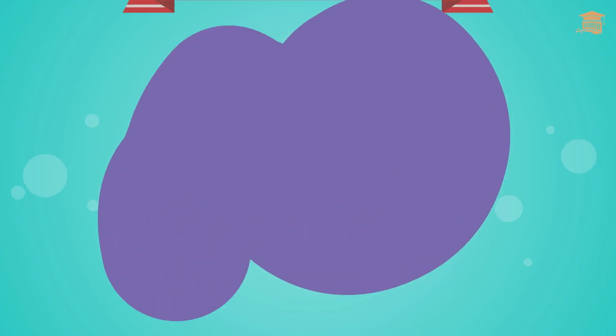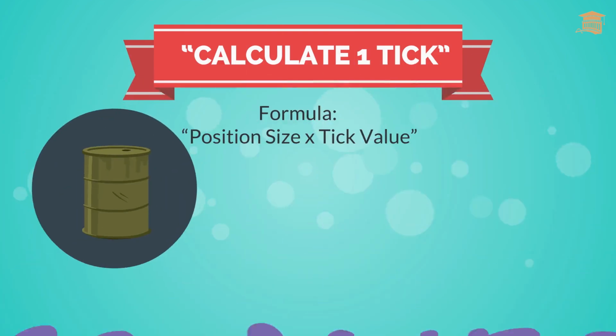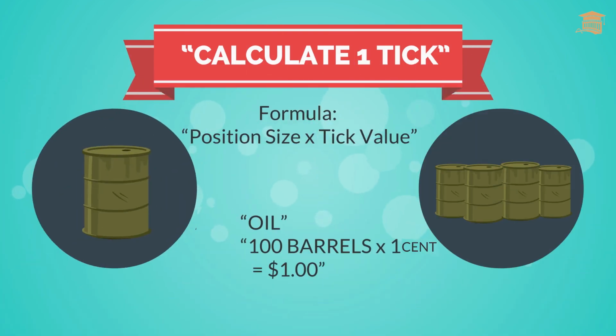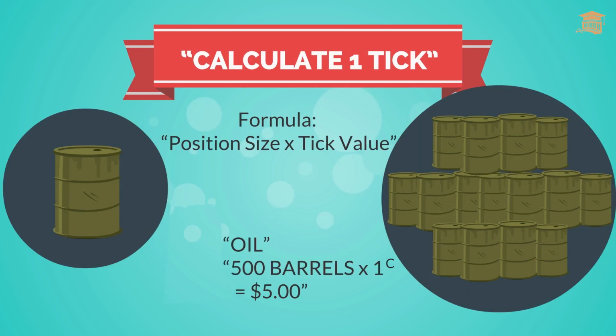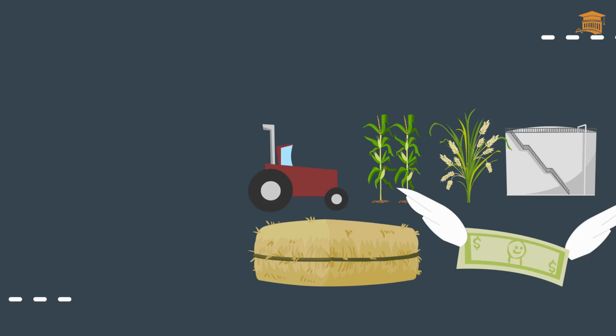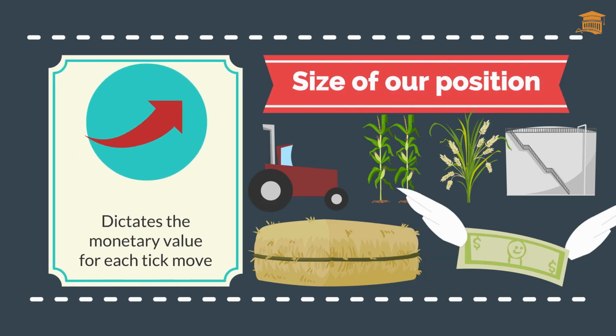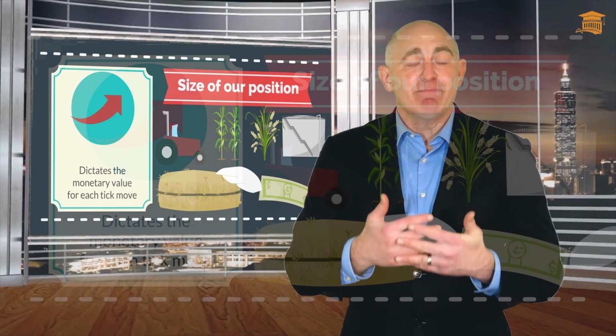If we buy 100 barrels of crude oil and the price per barrel rises by a 1 cent tick, then our position profits by $1. If we buy 500 barrels of crude oil, that means every time the price rises by a tick, we make $5. It's the size of our position that dictates the monetary value for each tick move.